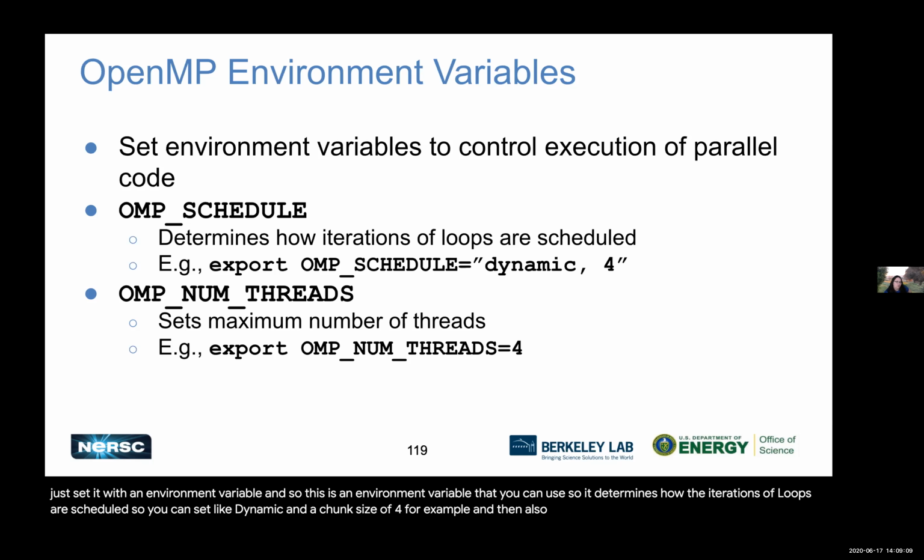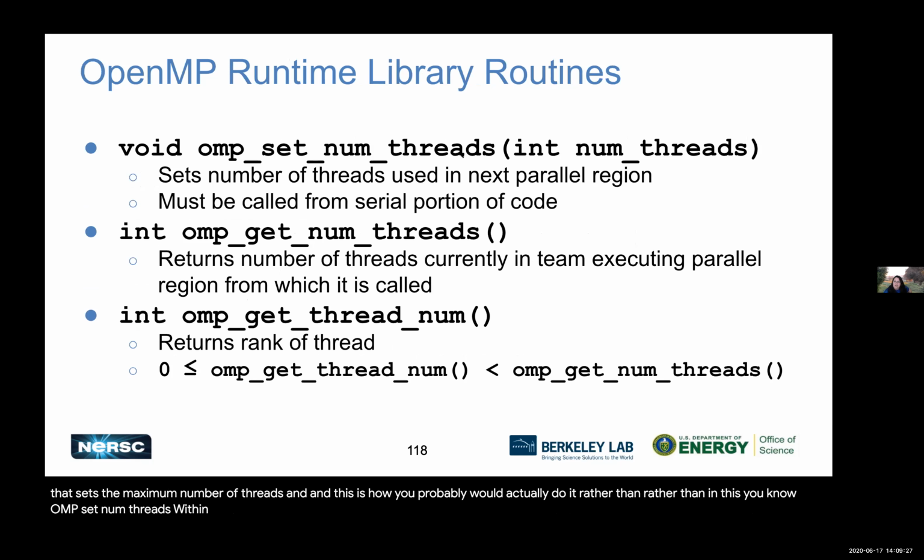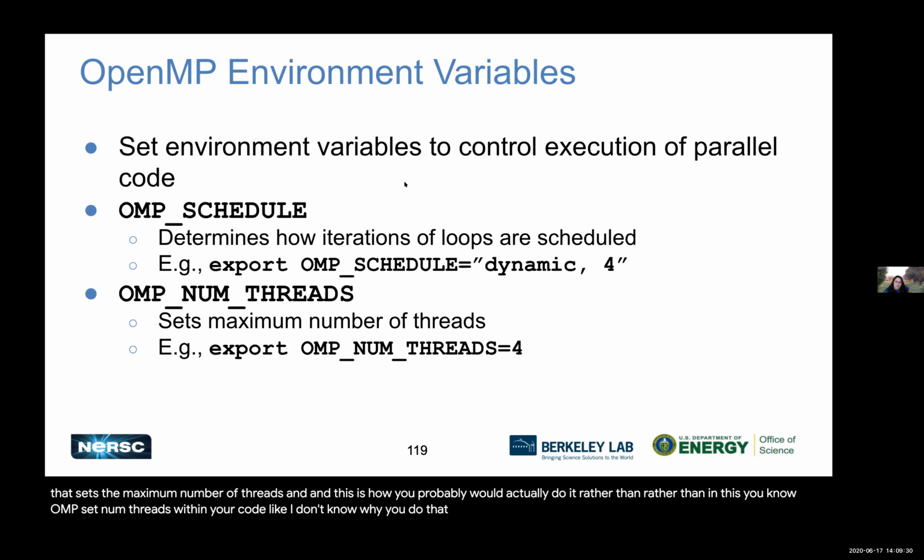And then also OMP_NUM_THREADS. This is an environment variable that sets the maximum number of threads. And this is how you probably would actually do it, rather than OMP_SET_NUM_THREADS within your code. I don't know why you would do that. You'd want to set it to depend on what machine you're running on. So 4 threads might be really great for some machines, like a quad core machine. And then 68 threads might be really great on the Cori KNL nodes.